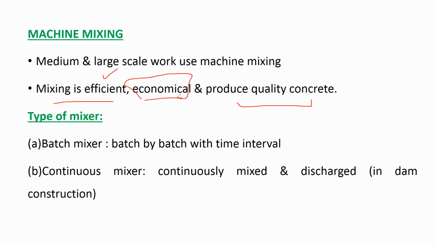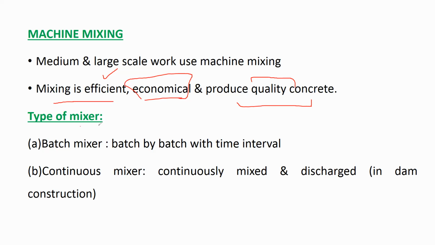Okay, so for preparing a large quantity of concrete, if you use a manual method, that is hand mixing, you will require a huge amount of labor. Machine mixing will become economical for preparing a large quantity of concrete. And with the help of machine mixing, you will get a very good quality of concrete compared to hand mixing.